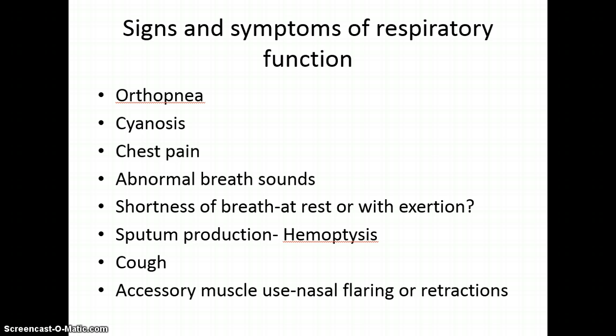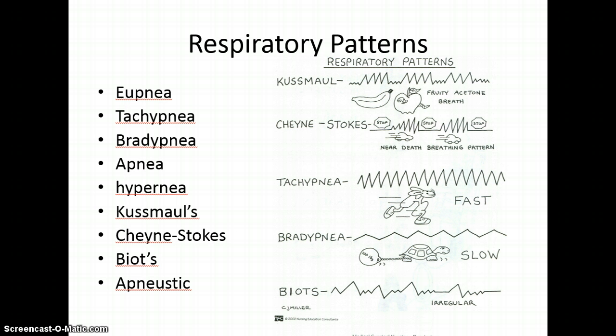As we look at the respiratory patterns then, these are terms we use in respiration. Eu is normal. So eupnea is normal breathing, 12 to 20 times a minute. They're not working very hard to breathe. Tachypnea is breathing too fast. Tachy is fast and brady is slow. So tachypnea would be more than 20 times per minute in an adult. Children have different parameters. Bradypnea then is less than 12 times per minute.